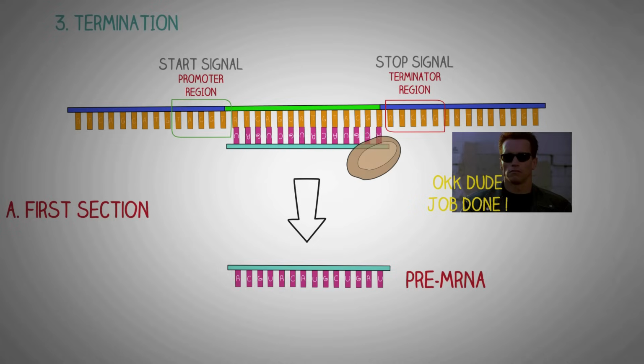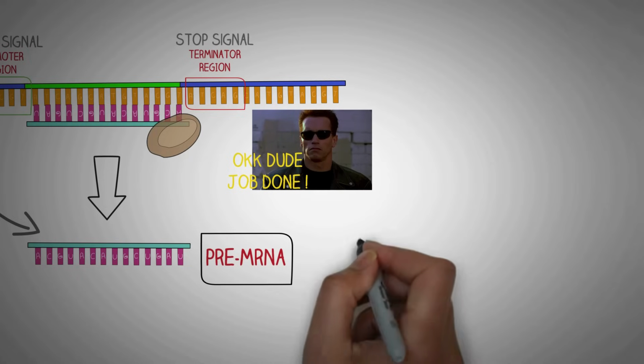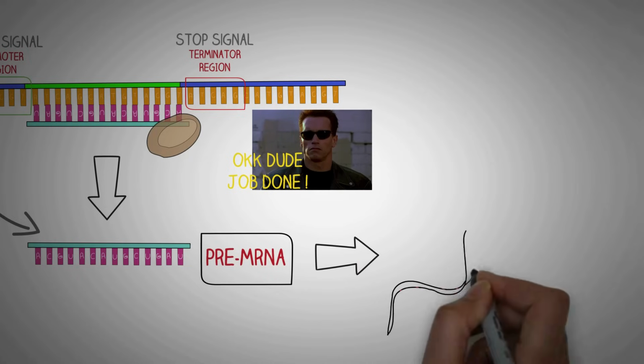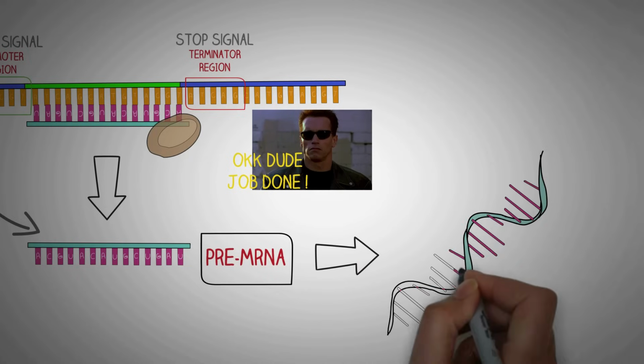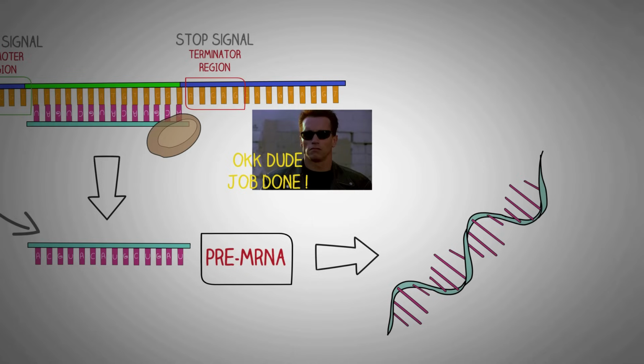So this was the first section of this process in which the DNA is used to produce an RNA molecule. This RNA is known as the pre-mRNA or the pre-messenger RNA. The prefix is used here to show that this mRNA is not yet ready to leave the nucleus and start the process of translation. So the next section of this process of transcription deals with how this pre-mRNA is converted to a mature RNA molecule.